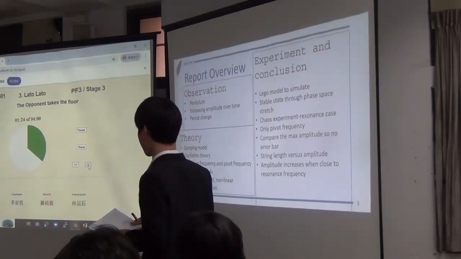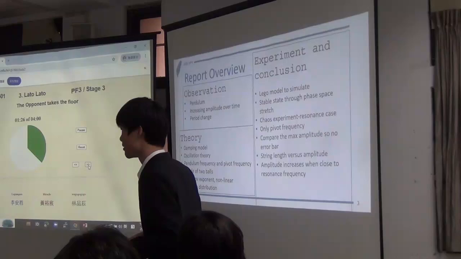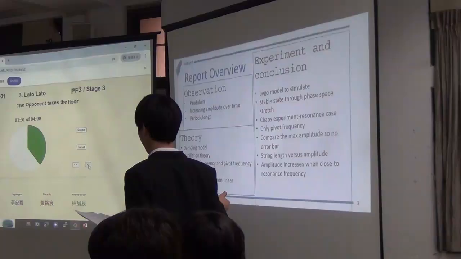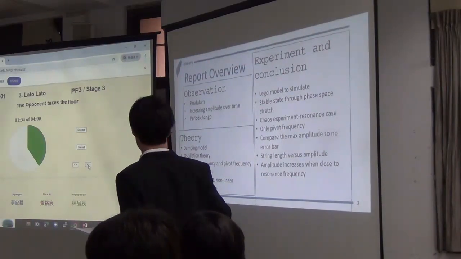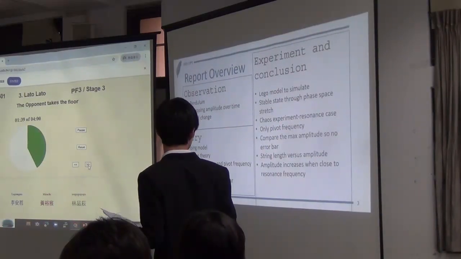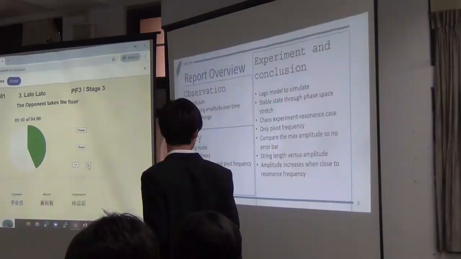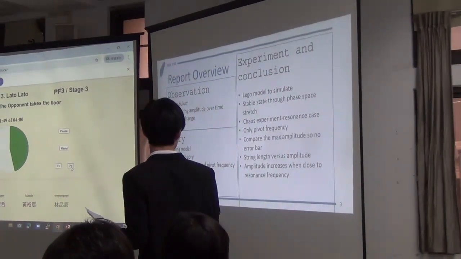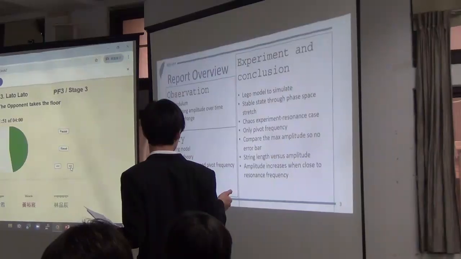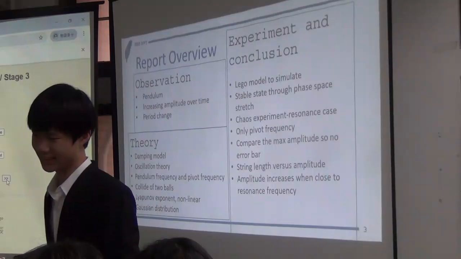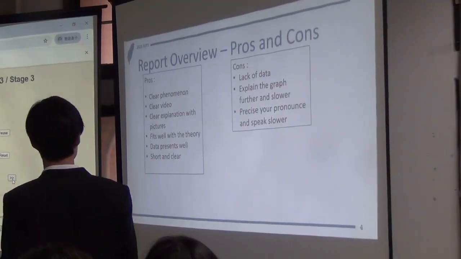And in the chaos experiment, they also see chaos at some omega, and they compared the max amplitude. They also compared the string length versus amplitude, and the amplitude increases when close to the resonance frequency. And then there are their pros and cons.